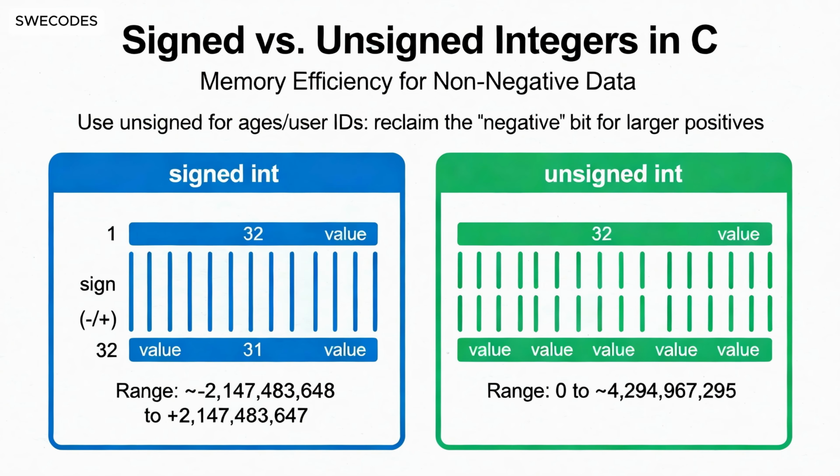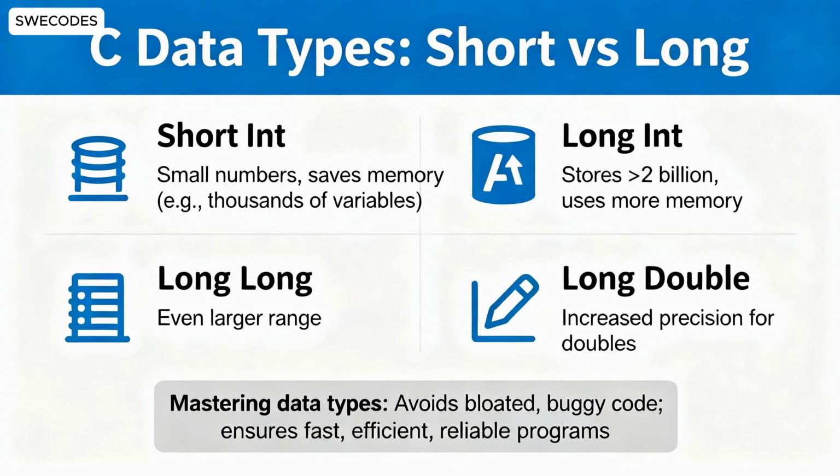And there's one more layer, short and long. These modifiers directly control the size of the box. Need a small number and want to save memory on thousands of variables? Use a short int. Need to store a number larger than 2 billion? You must use a long int, or even a long long. Applying long to a double gives you even more precision.